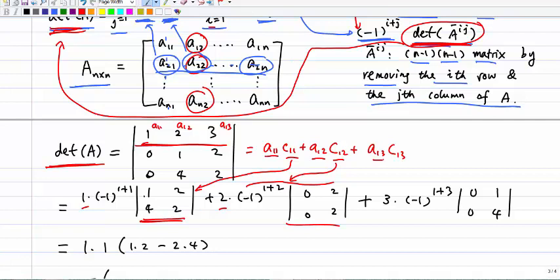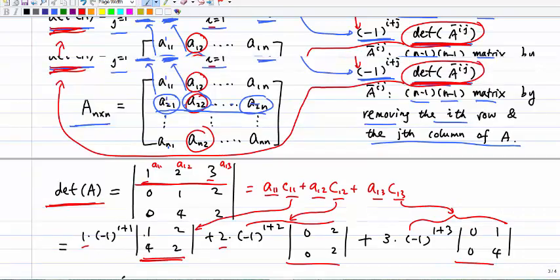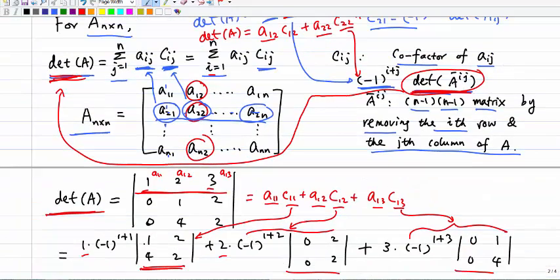Then this guy A13 is 3, okay, then the whole thing over here is just C13. It's (-1) to the 1 plus 3, and you remove the row and column that this entry, this number 3, is on. So it's here and here, so the remaining is 0, 1, 0, 4. So I can compute the determinant of this guy. It's just 2 by 2, right? It's given by here, so I can compute that.